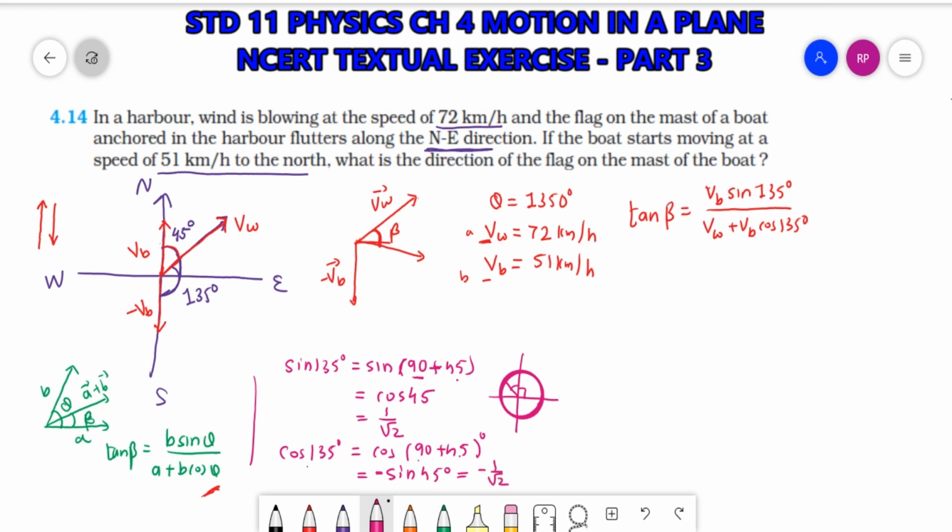Now let's put down the values. VB, that is 51, into sine 135, that is 1 by root 2, upon VW, that is 72, plus VB, that is 51, into minus 1 by root 2.